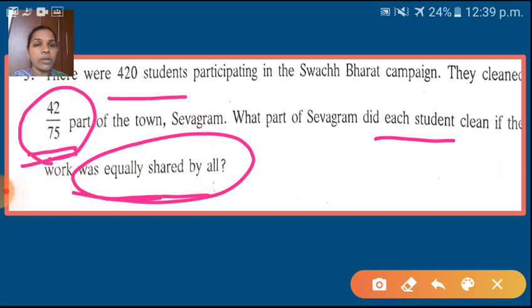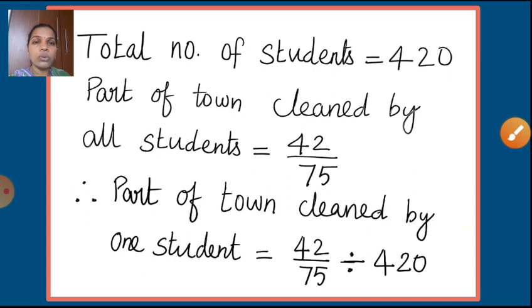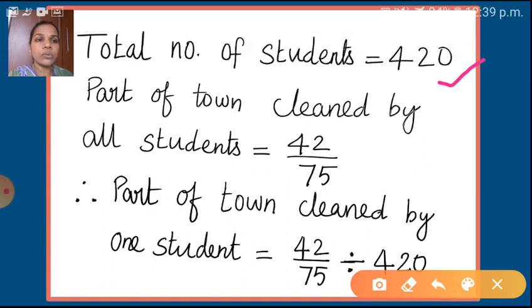So here, equally shared by all means what should we do? Yes, we should do division. So children, see here. First what should we do? We have to write statements. First you have to write the total number of students, that is 420. That is already given in your question, isn't it? Total number of students 420. Part of town cleaned by all students, that is 42 upon 75 part. So here what should we find? Part of the town cleaned by one student.